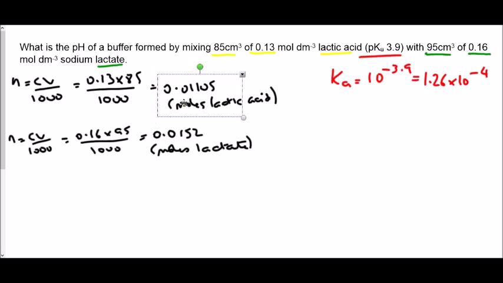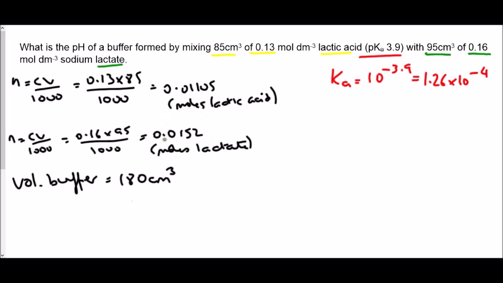If I know the moles of each of the solutions, then I'm going to look at what is the volume of the buffer solution. If I've got 85 centimetres cubed of this and 95 centimetres cubed of that, then my total volume is 180 centimetres cubed. And in that 180, I've now got this many moles of that, and that many moles of this in 180.